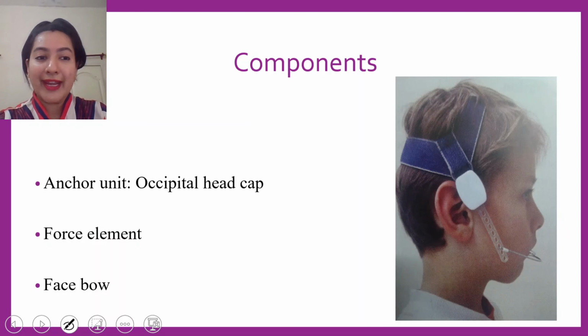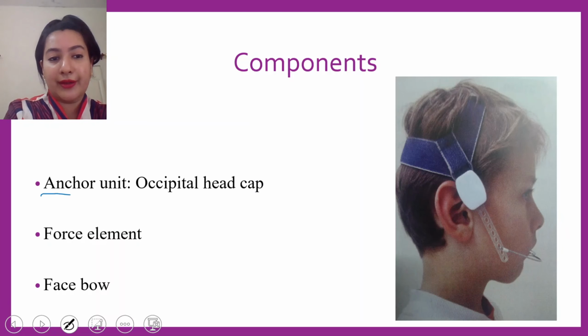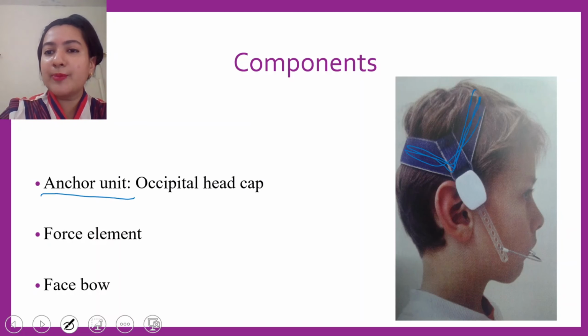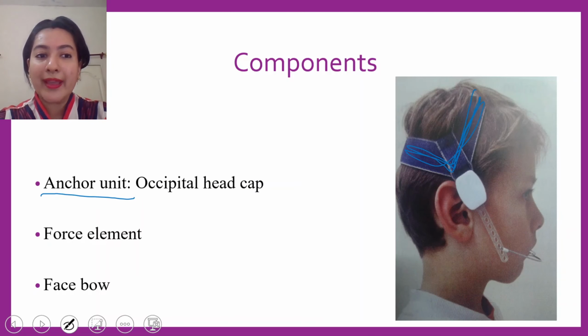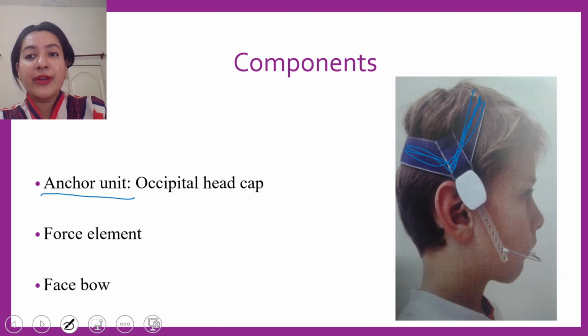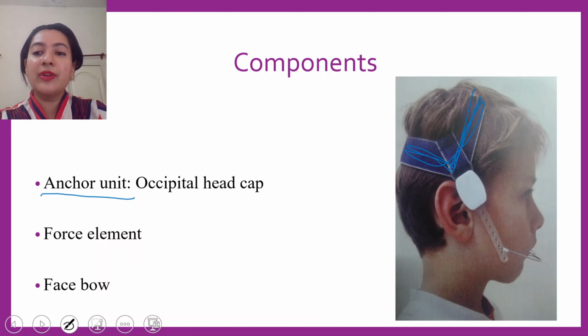First component of headgear is the anchor unit. Anchor unit in this photograph is your occipital head cap. Do you see this blue color head cap which the patient is wearing? This is the anchor unit. Why? Because it takes anchorage from this particular occipital head cap. By taking anchorage from this, it will pull my maxilla behind.